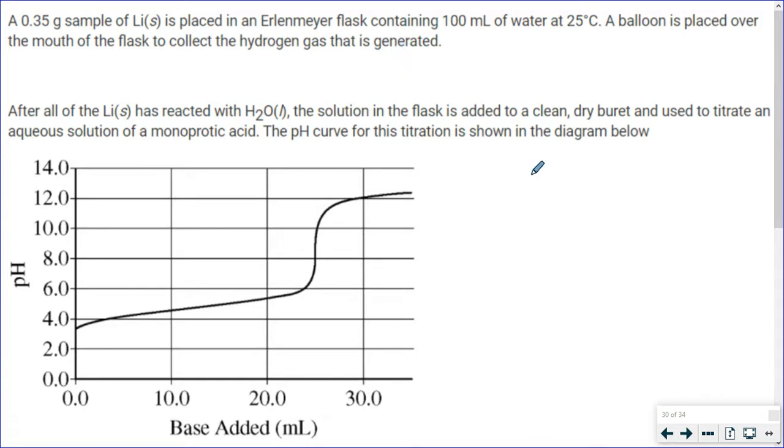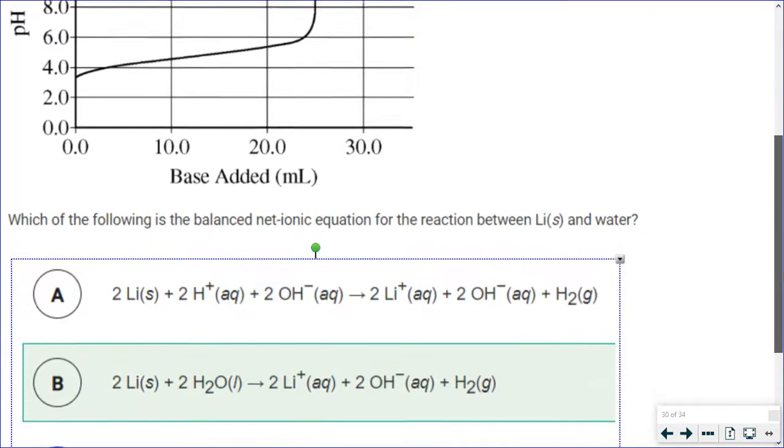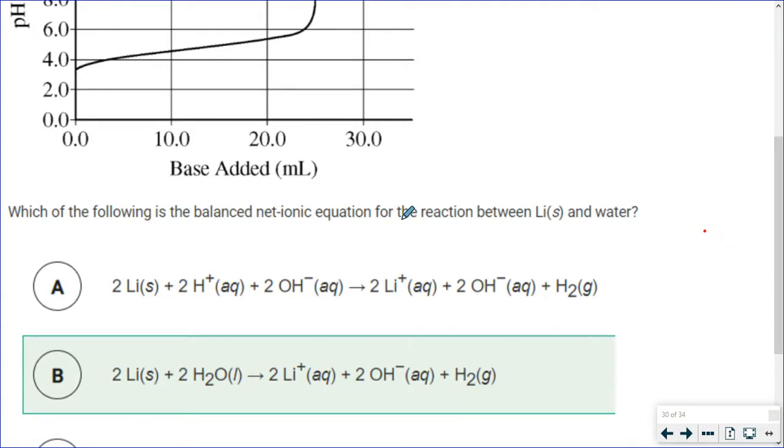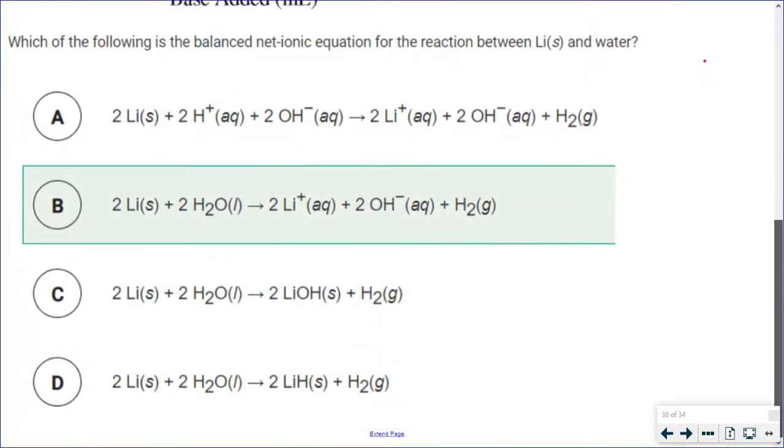Our next one, you have lithium in an Erlenmeyer flask, and it reacts with H2O. After all the lithium has reacted, the solution in the flask is added to a clean buret and is titrated. But they just ask a simple question here: which of the following is a balanced net ionic equation for the reaction between lithium and water? What happens when lithium and water interact with each other? Well, lithium will steal your hydroxides. So it'll steal the O and the H and leave one H out on its own to make H2 gas, and you get B for your answer.